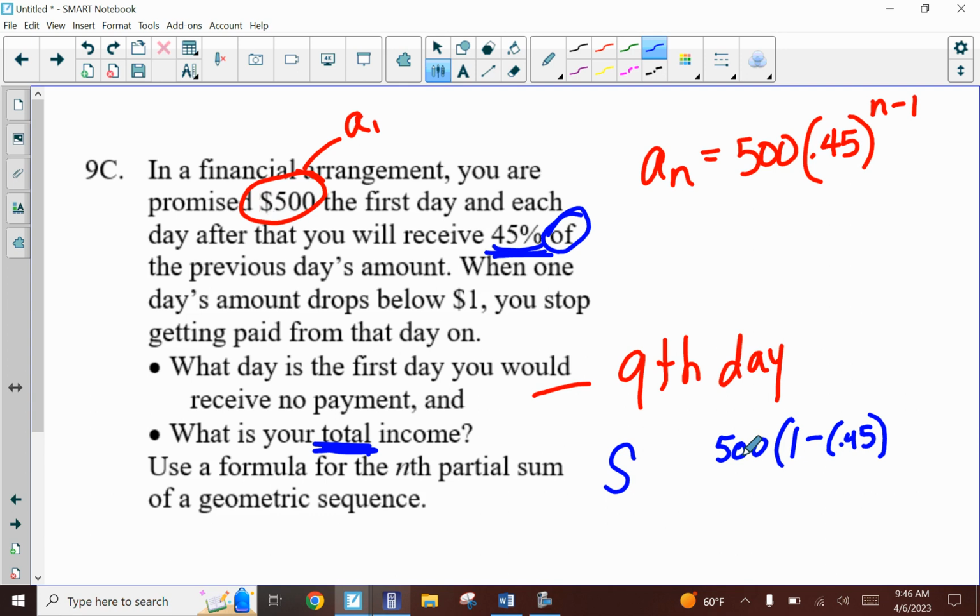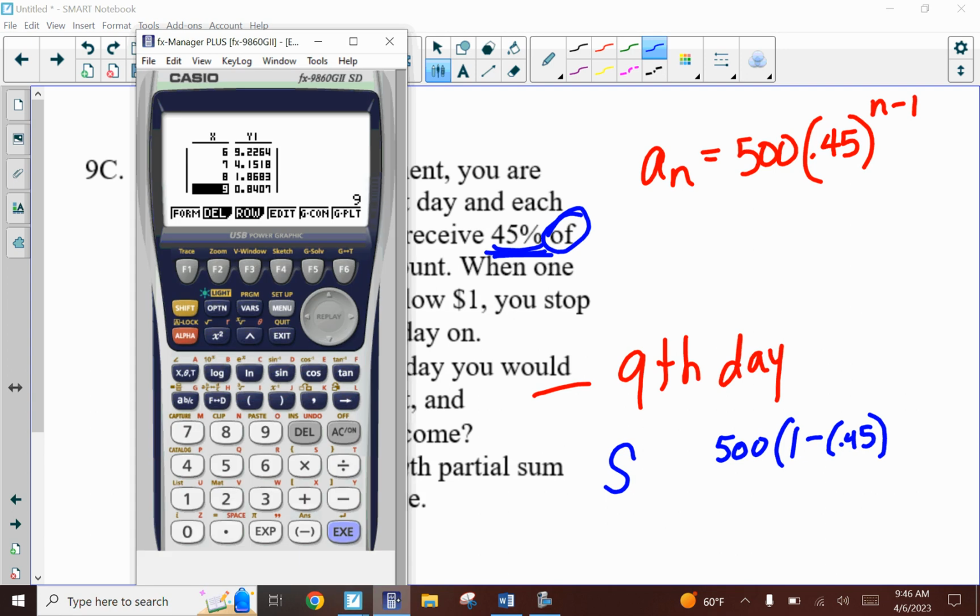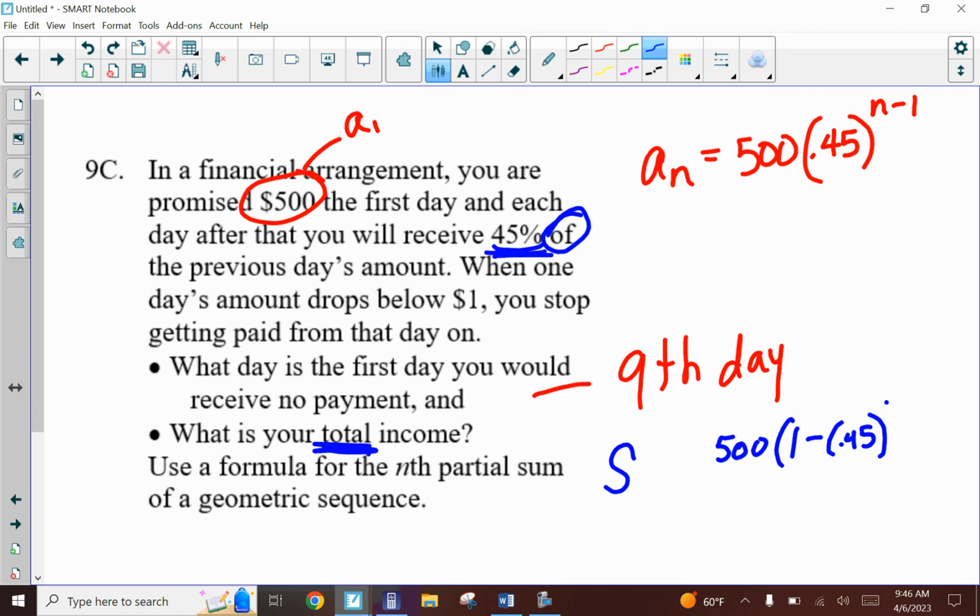So here's the thing. When you go look at your chart, they stopped paying us on day 9. So we didn't get that money. So we're only going to plug in all the way up until 8. So I'm going to do this to the 8th power. And then I'm going to put 1 minus 0.45 down at the bottom. A lot of people get this wrong because they include that 9th day, but you didn't get paid. They stopped paying you that day.